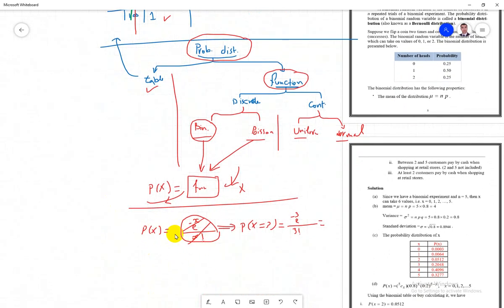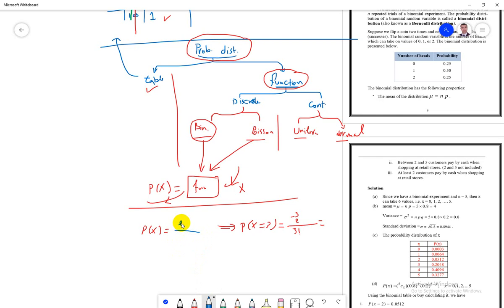Now I'm giving a special case from the Poisson distribution. The probability of x equals e to the power negative x divided by x factorial. So I can write that again, just to be clear for you. I'm saying special case, why? I will tell you later on what I mean by special case.